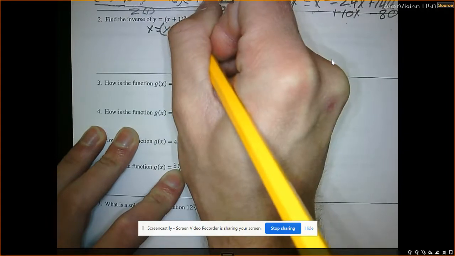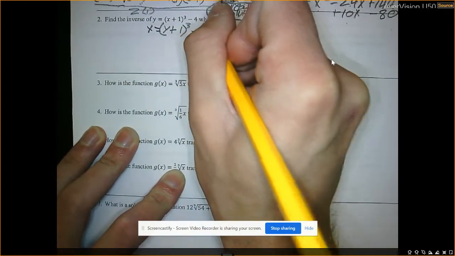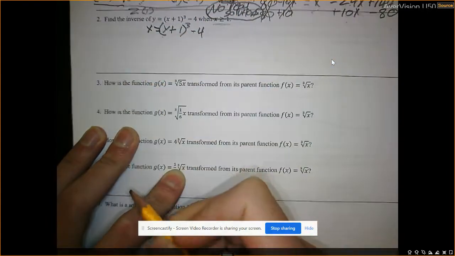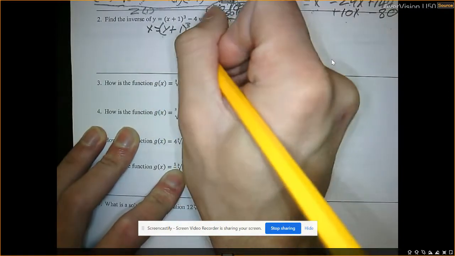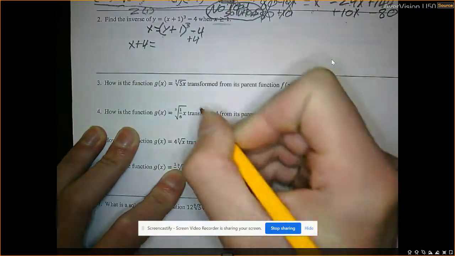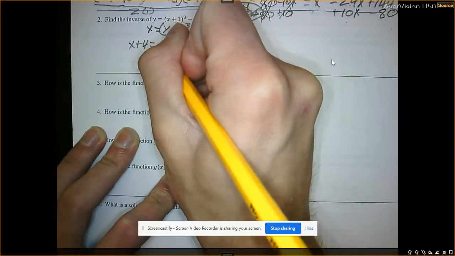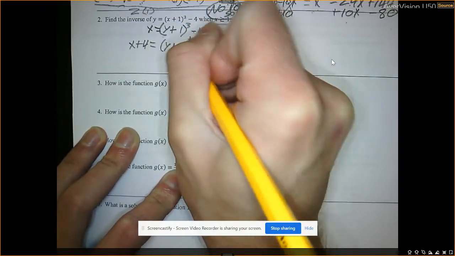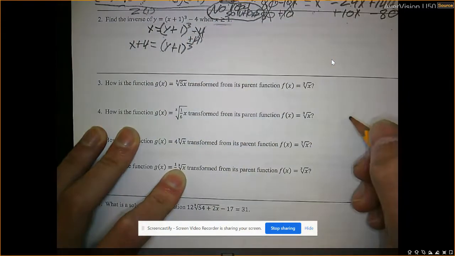And that's literally all I did. I just switched my x and y and rewrote it. And now I am solving for y here. So first thing I got to do is add 4 to both sides. I get x plus 4 equals (y plus 1) cubed, because these go away.